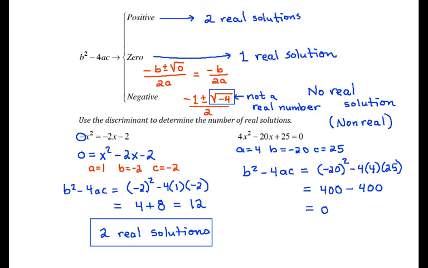Remember that the b squared term is always positive, right? We take the whole number with its sign and square it. So that's always going to be a positive b squared term. And I get that this has one real solution, just because of the fact that the discriminant is equal to 0.